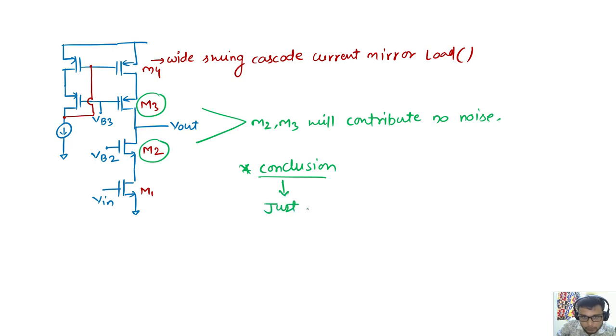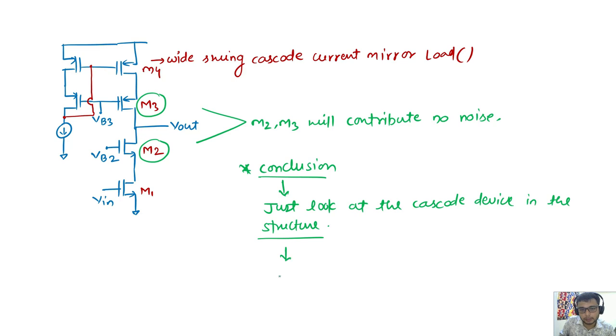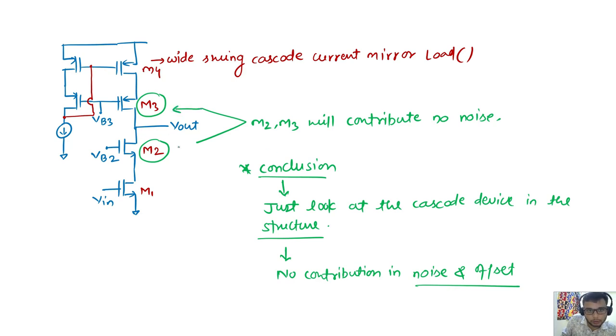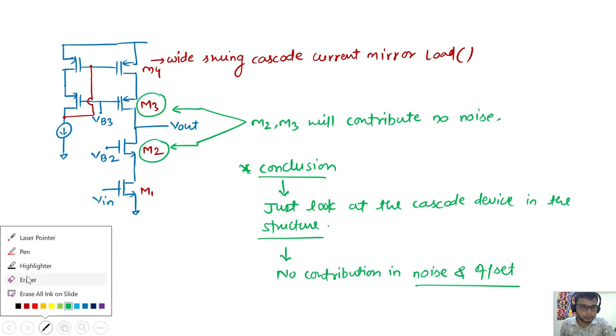Just look at the cascode device in this structure, and directly we can say there is no contribution in noise and offset due to this cascode device. So this is the relaxation. There is no need to calculate noise and offset if there are cascode devices present in your structure. This thing you can see in the telescopic structure. For this you can have the analysis.